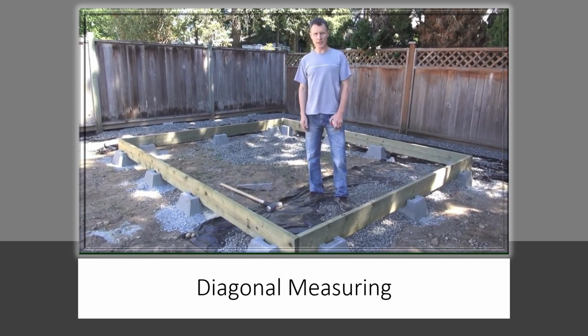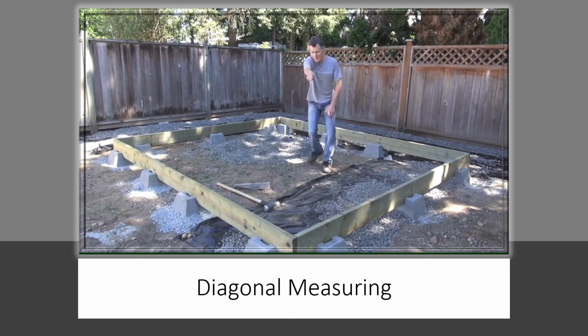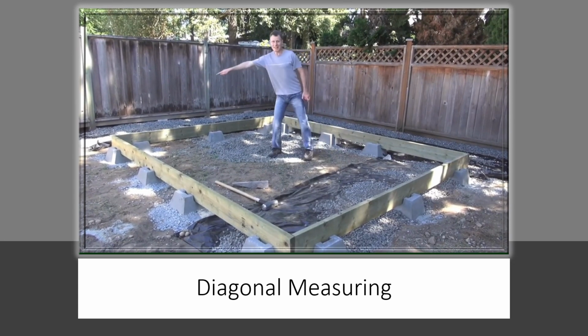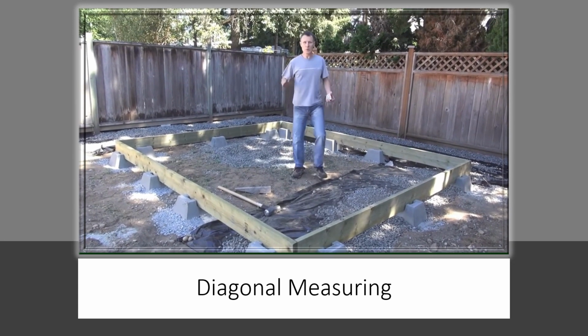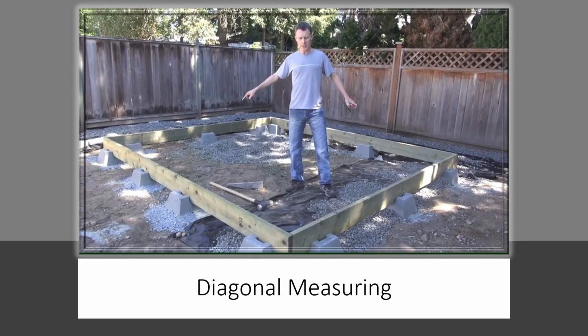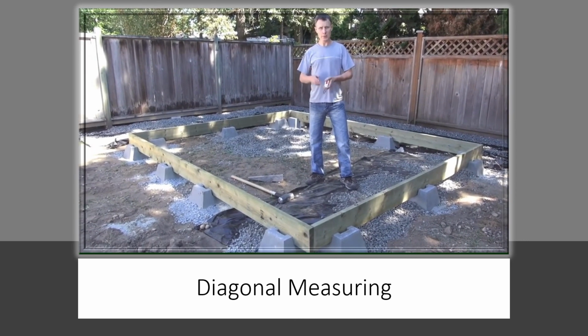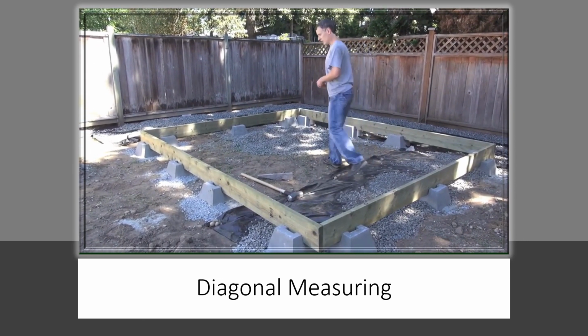We want it to be a rectangle. Now a property of a rectangle is that the two diagonals, that distance to there and that distance to there, should be equal. If it's an exact rectangle, those should be equal. So I'm going to measure them and we'll see. If they're not equal, then we know we have some stuff to fix. So we'll measure this one first.